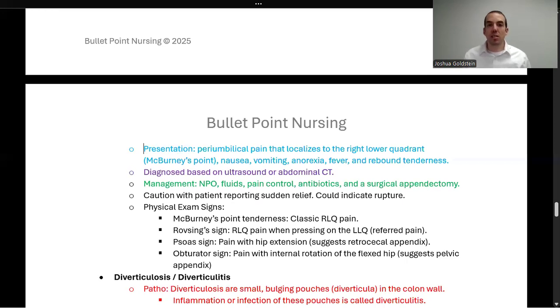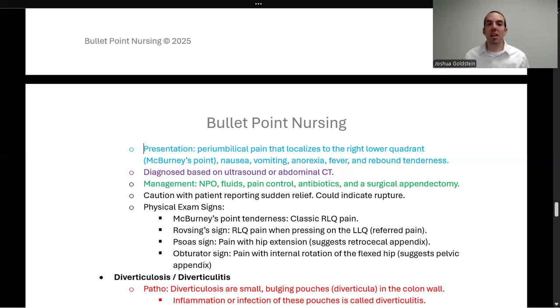McBurney's point is something you may see on some nursing exams. We don't really use that term so much anymore, but you may still see it on your test banks, and that is the right lower quadrant pain, and that's associated with appendicitis. Appendicitis symptoms are also going to be associated with nausea, vomiting, anorexia, fever, and rebound tenderness. Rebound tenderness is when I press down and I let go, and now that hurts. It's diagnosed based on ultrasound or an abdominal CAT scan or CT.